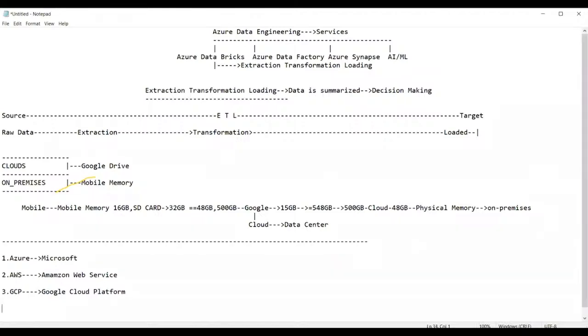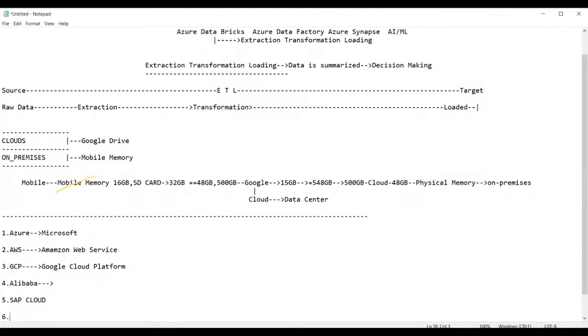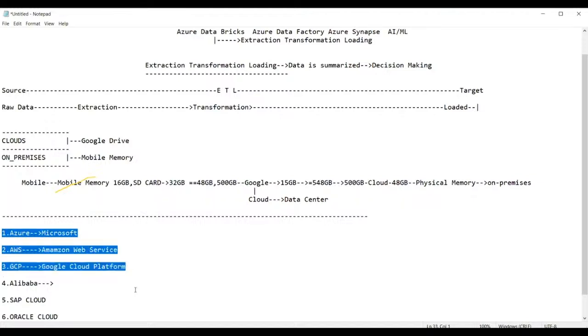Then afterwards we have Alibaba, a China-based cloud provider. Then we have SAP Cloud. Likewise, Oracle Cloud is there, etc. These are all the cloud providers. But the market leaders are the first three, and number one in providing cloud services is Azure.